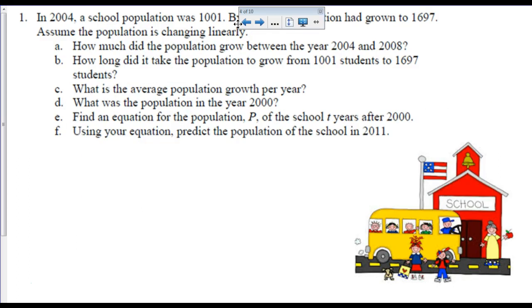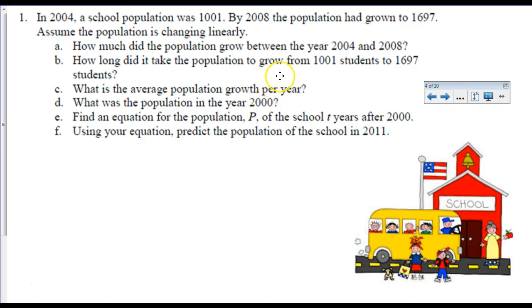So anytime they say rate of change, that's a key phrase for slope. And anytime it says starts at or begins at, that's a y-intercept, because a starting point is the y-intercept of the line, right? It's when time is 0. So t, time, x, they're all kind of interchangeable here today.